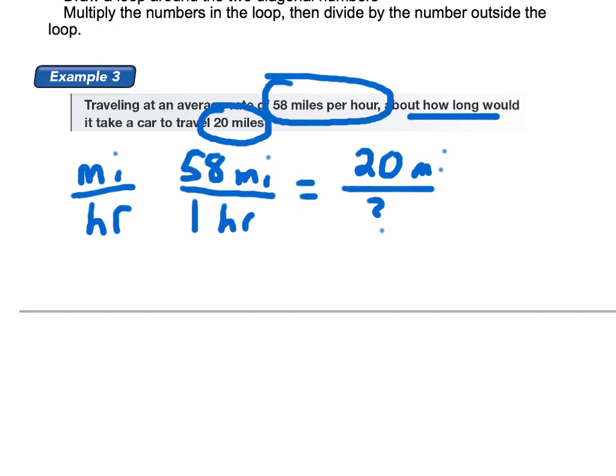There's a very big word in this problem, and it's right here. About is a big word. What about tells us is that we can estimate. Okay? We can estimate this if we want to. So I got to look for numbers that I can round. Well, 20 is already an easy number to work with, but 58 isn't. So think about what you could round 58 to make it easy to work with. And that'd be 60. So I'm going to change this to 60 miles per hour. Again, because it says about.